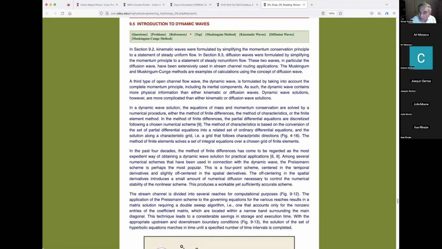This statement was said not by me, but by no other than Lighthill and Whitham in 1954. They clearly said in their paper that dynamic waves diffuse very fast and the mass goes on to form the larger, slower moving kinematic wave. That is a truism. We know that for a fact. So this is the intro to a dynamic wave solution.